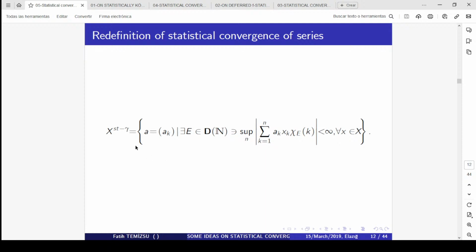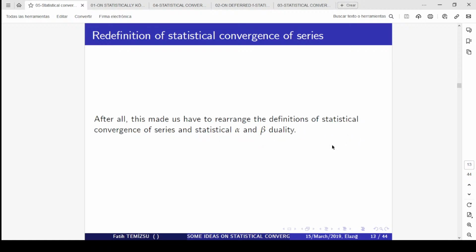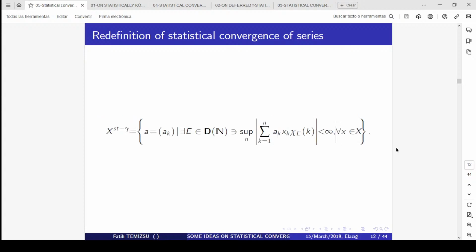We say that the statistical gamma dual of X consists of sequences for which there exists a dense subset of natural numbers such that the supremum of this sequence is finite for every x from X. So after all, this made us rearrange the definition of statistical convergence of series and statistical alpha and beta duality.